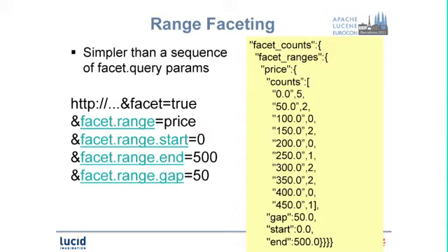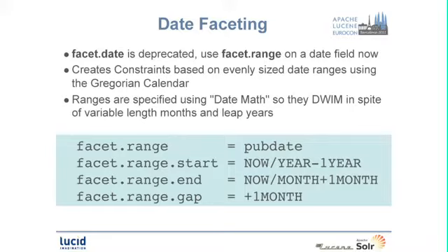So we have range faceting, of course, where instead of just having a whole list of facet queries, you can specify a start, an end, and a gap, and then Solr will just compute all the buckets for you. And in the response, what comes back is the starting point for each bucket. So you can calculate the ending point yourself by just adding the gap. Date faceting is now deprecated because you just use range faceting on a date field.